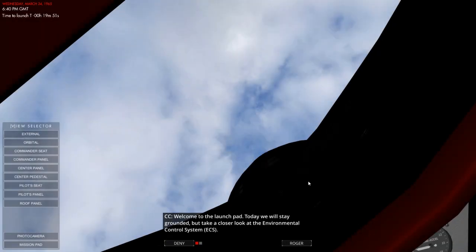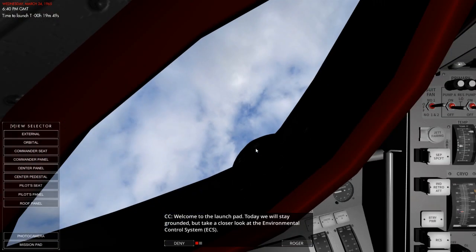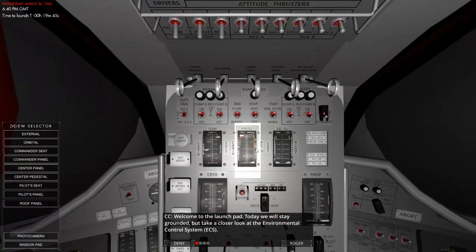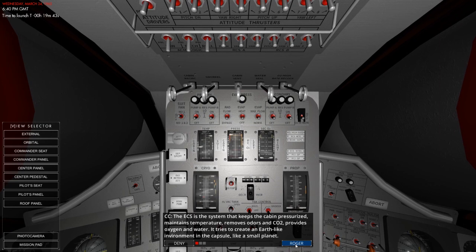Okay, welcome to the launch pad. Today we will stay grounded but take a closer look at the environmental control systems, the ECS. The ECS is a system that keeps the cabin pressurized, maintains temperature, removes odors, like nasty farts, and CO2, provides oxygen and water, and it tries to create an Earth-like environment in the capsule, like a small planet.